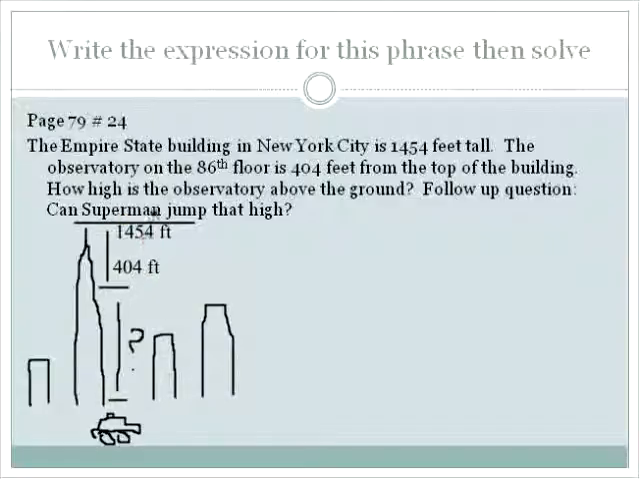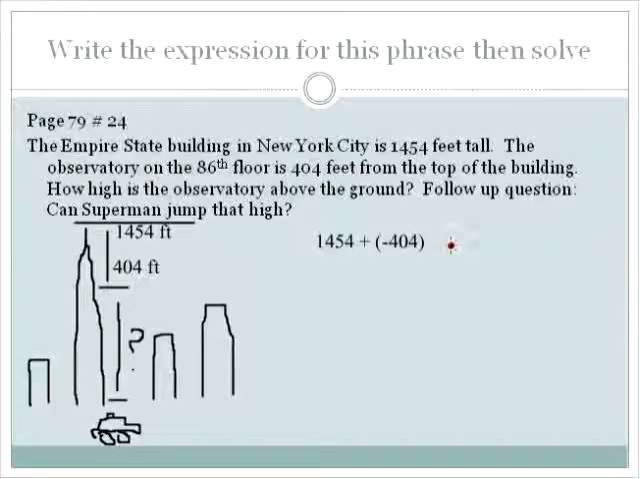Or we can also write this as 1,454 feet plus negative 404 feet, right? Because we are going backwards. So that's the way we're going to do it, because this is a lesson on adding negatives. So I'm going to do it that way.